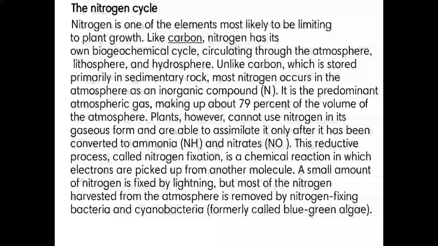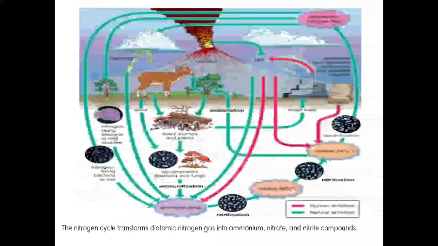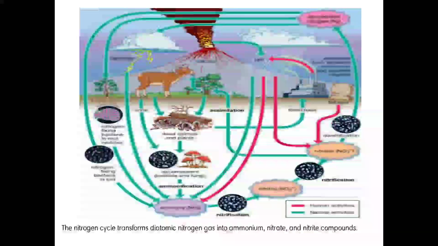A small amount of nitrogen is fixed by lightning, and most of the nitrogen harvested from the atmosphere is removed by nitrogen fixing bacteria and cyanobacteria, formerly called blue-green algae. This is the diagrammatic presentation. The nitrogen cycle transforms the nitrogen gas.